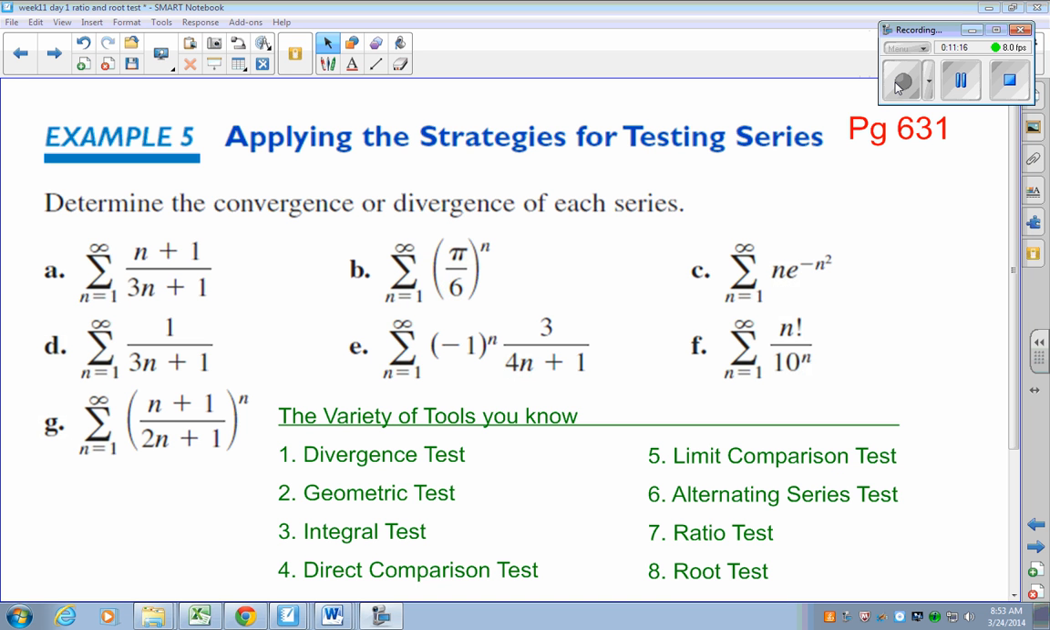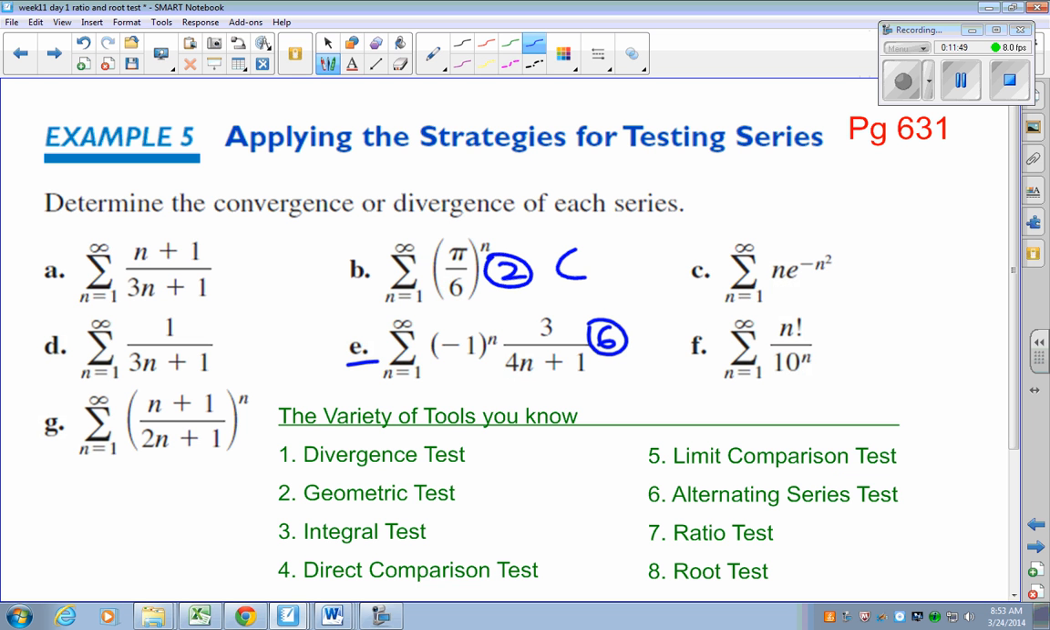Okay? So, just staring at some of these, I think the one that screams at me the loudest is B. I'm going to label it with the letter. I would use the geometric test on B. R is pi over 6, which is less than 1, so this converges. Done. Letter E screams at me because of that (-1) to the n. So that, to me, is the alternating series test. Those terms go towards 0, and so they converge. Easy enough.